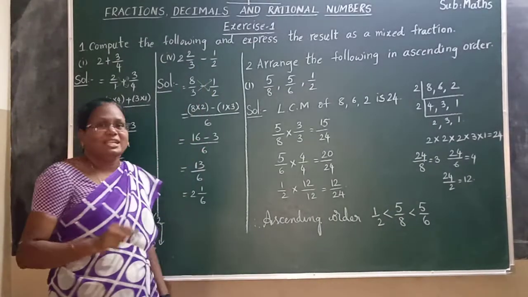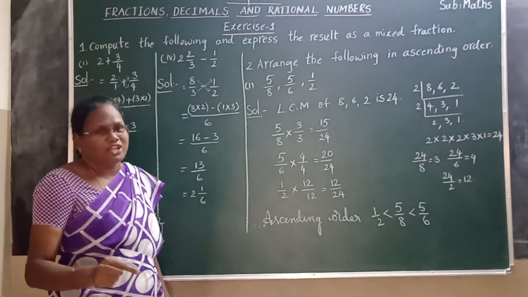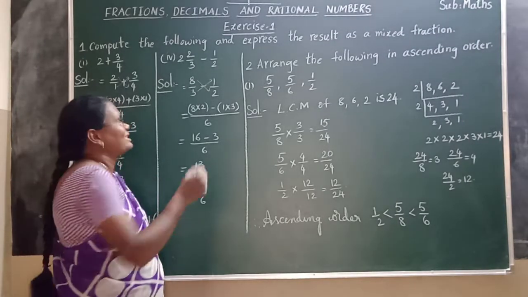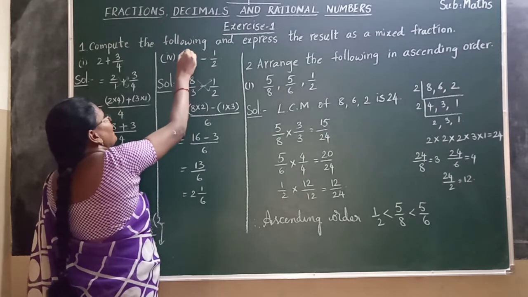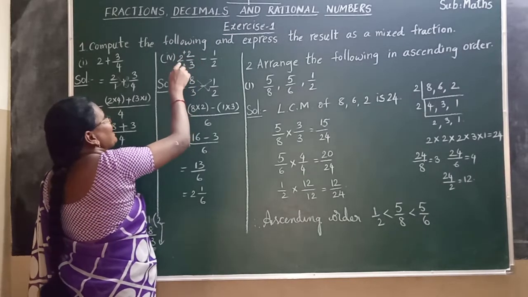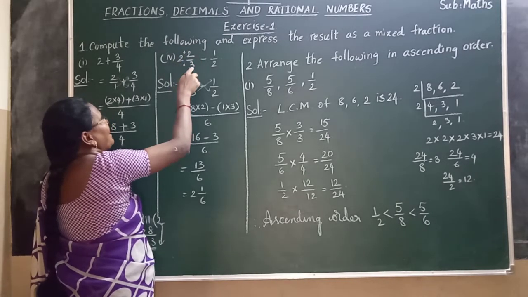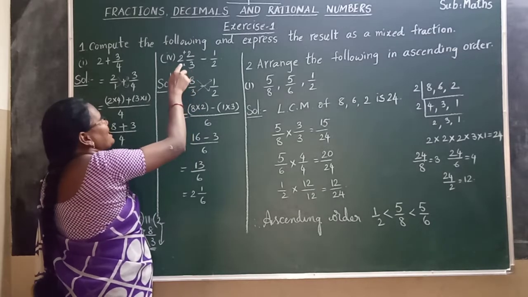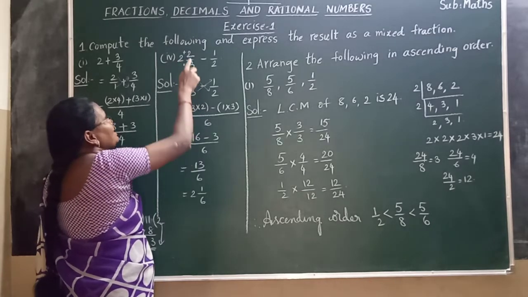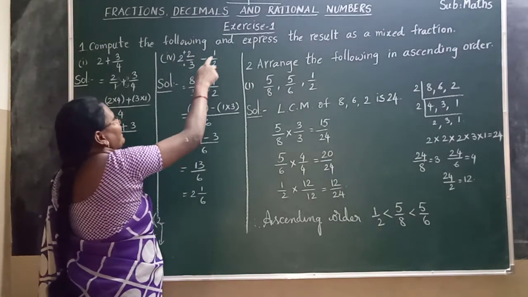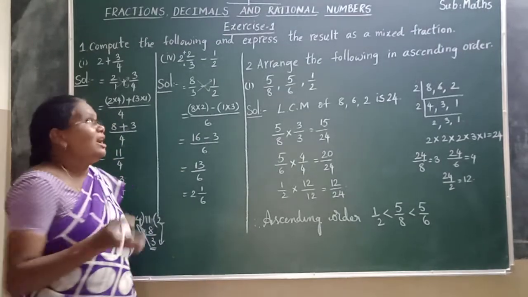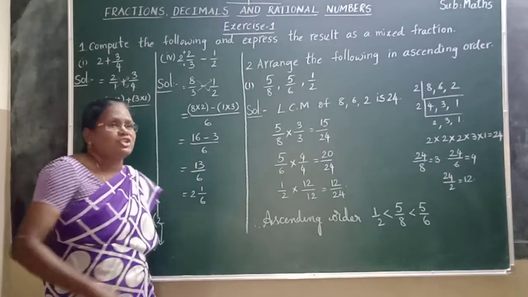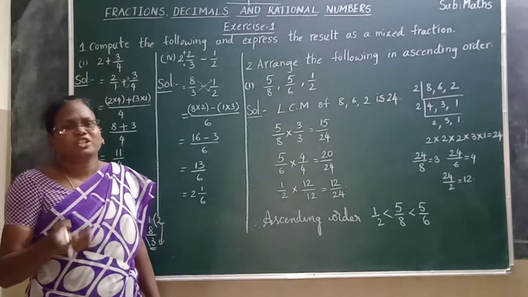This mixed fraction is converted into an improper fraction. How can we convert it? Now we will see. Multiply these two numbers: 3 into 2 plus 2. 3 2s are 6. 6 plus 2 is 8 by 3, minus 1 by 2. You will write it the same as it is. You have already learned converting a mixed fraction into an improper fraction in lower classes.